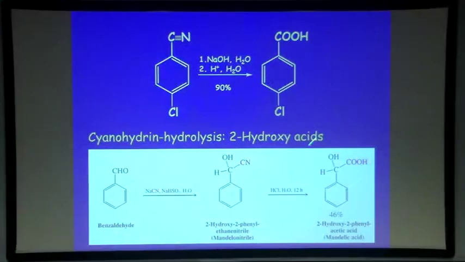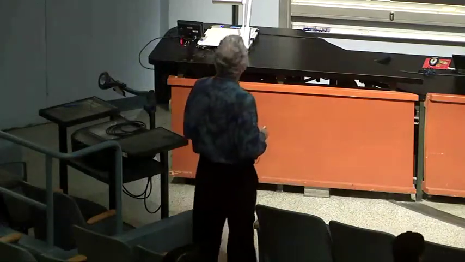Functionalizing a carboxylic acid at the alpha position is very important. There are many natural products that contain functions here. Among the most important ones are the ones where we have an amino group here. These are the natural amino acids that build up peptides that make up our body. Okay, so let's look at reactions.